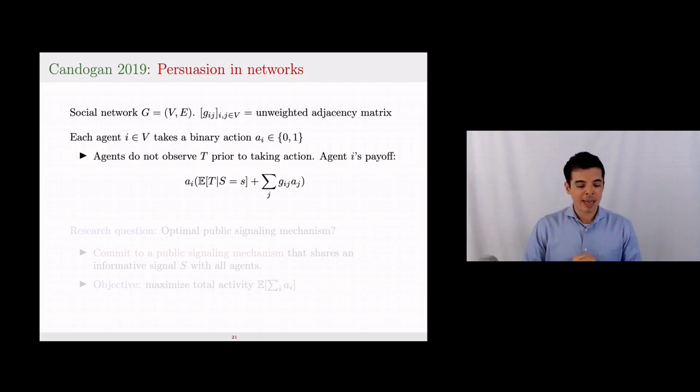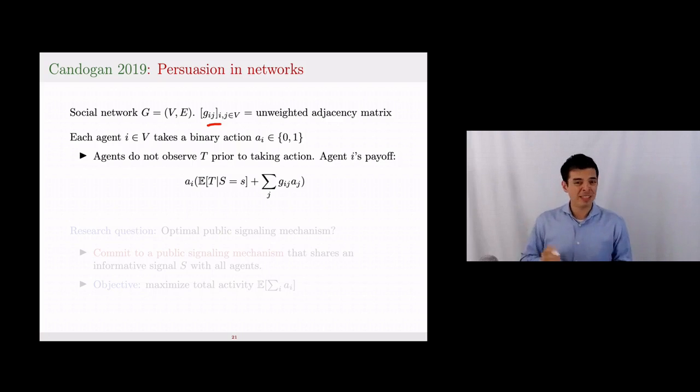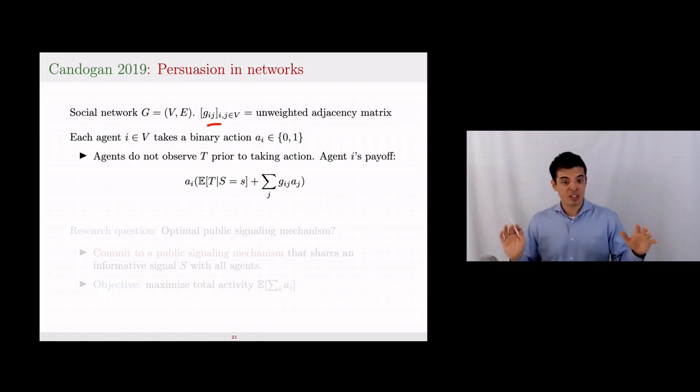So here is the setting that I am going to focus on. We have an underlying social network. Nodes correspond to the agents in this network. And let's assume that the network is unweighted and g_ij capture the entries of the adjacency matrix. They are zeros or ones. Agents take a binary action, 0 or 1. Think about product adoption decisions. Agents either take action 0.